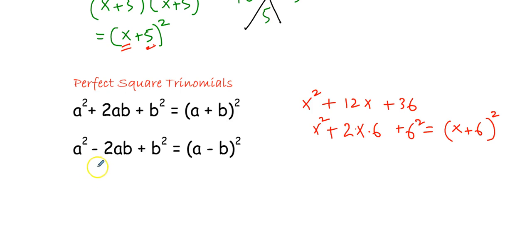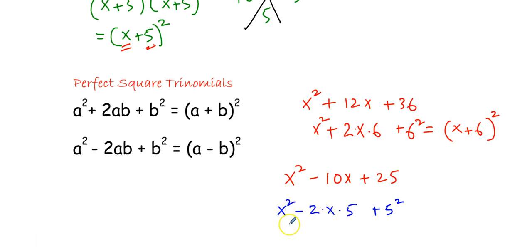Similarly, if you have a minus here instead of plus, I'll take that x squared minus 10x plus 25. Suppose you have it this way, we change it to x squared minus 2 times that x. You know you're going to get 5 from here because 25 is 5 squared. So that is 5.